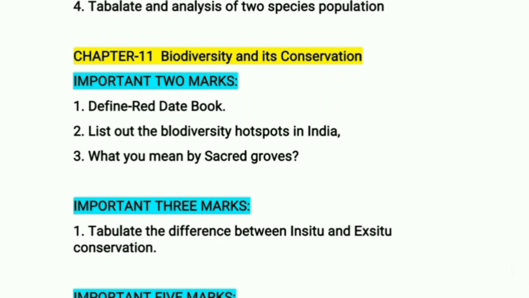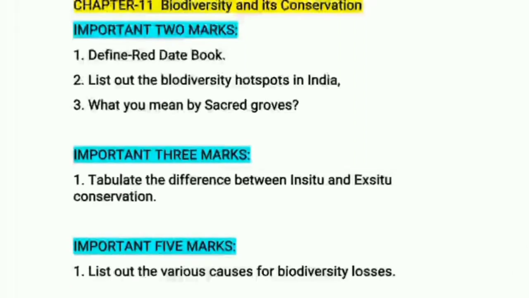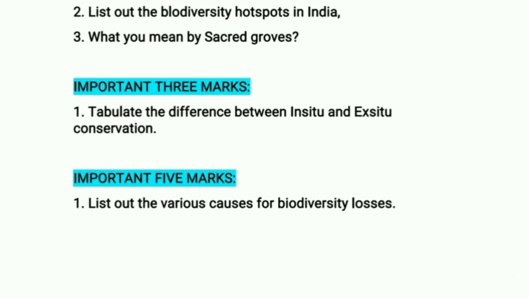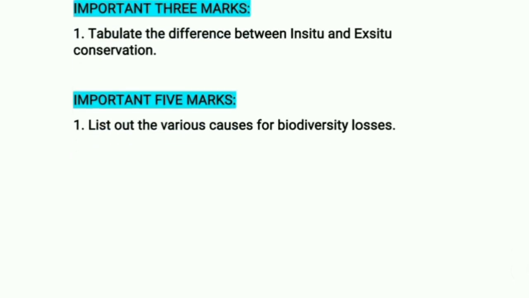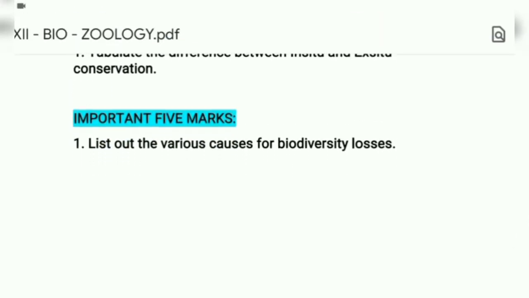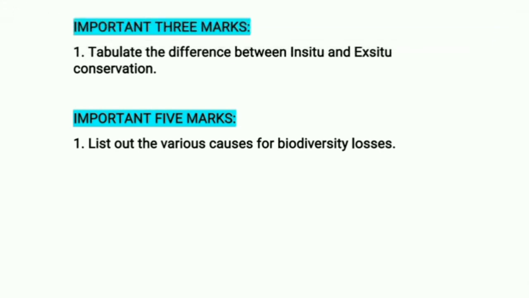Important 2 marks. Define Red Data Book. List out the biodiversity hotspots in India. What do you mean by sacred groves? Important 3 marks. Tabulate the difference between in situ and ex situ conservation. Important 5 marks. List out the various causes for biodiversity loss.